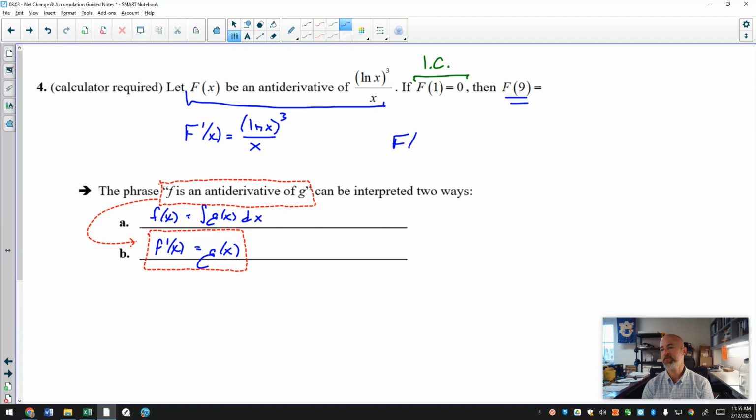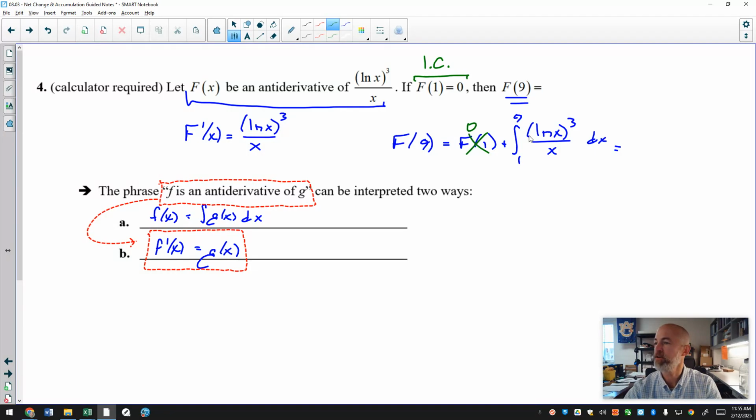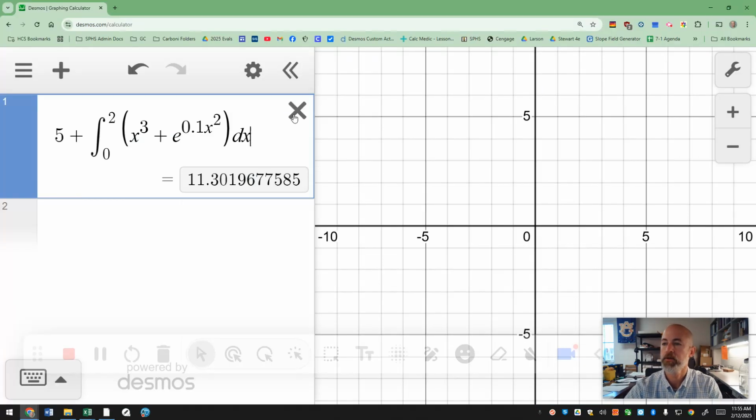And so f of 9 is going to be my initial condition, f of 1. And then to find out how much f changes from 1 to 9, we will do the antiderivative of f prime of x, which I'm going to put the actual function in. That's the natural log of x cubed over x, and we'll measure that from 1 to 9. And again, we'll go to our handy-dandy Desmos calculator to figure out what that is. I see f of 1 is 0 this time, so the initial condition was kind of nice. And we need to know the value of that antiderivative, so 1 to 9.